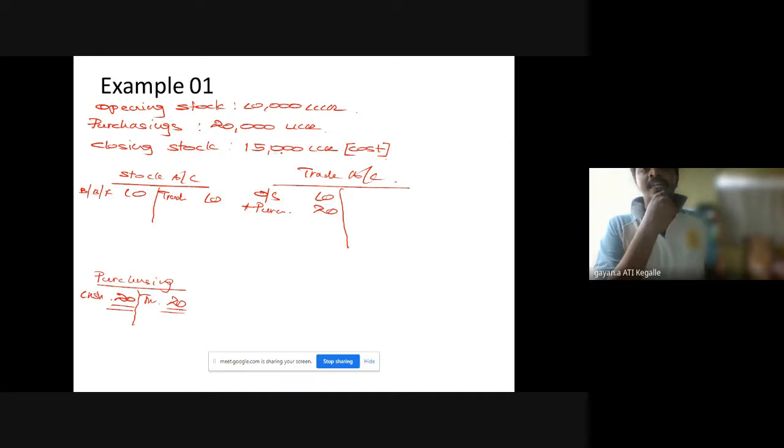Then in physical count, it has been noted that the cost of closing stock is 15. Then what we should do is stock account debit as trading account 15. Trading account credit, we are deducting from the debit side as closing stock.